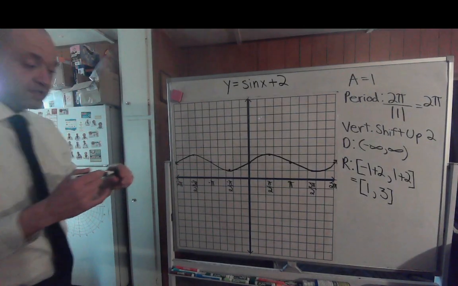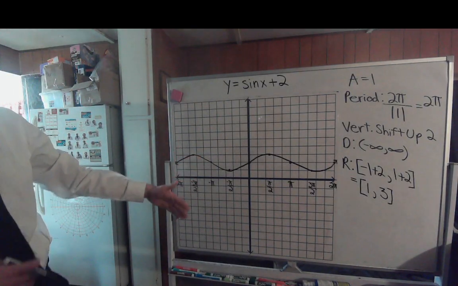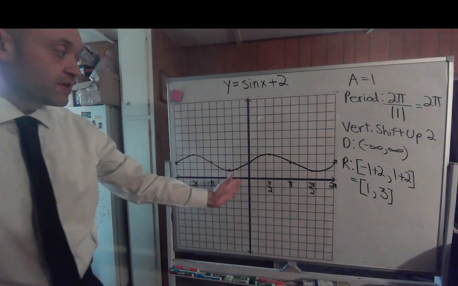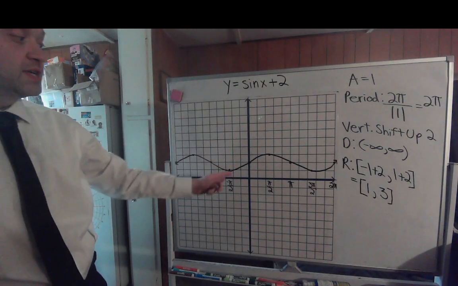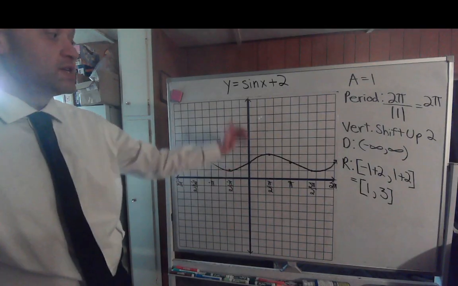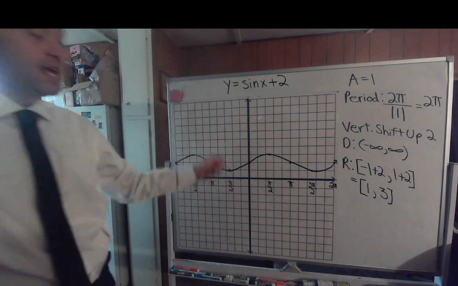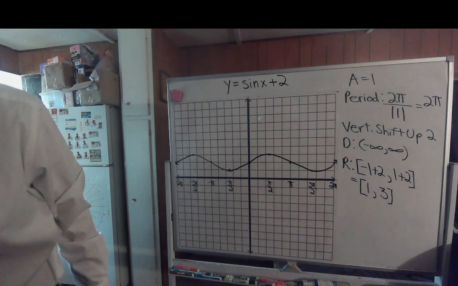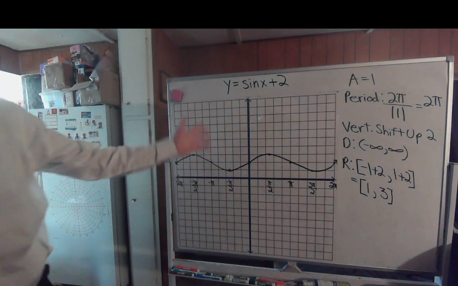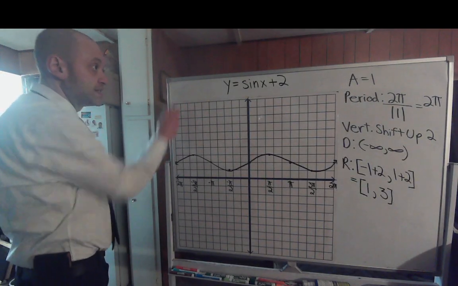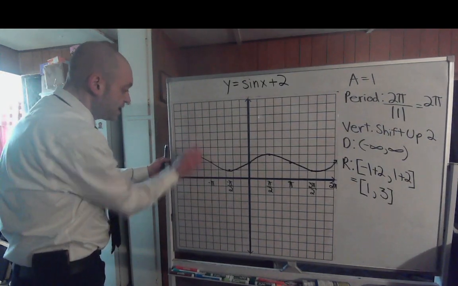So as you see, it looks like the normal graph of the sine of x function, only everything's been shifted upwards 2 units, and your range is going to be from 1 to 3, as opposed to negative 1 and 1. So that's an upward shift of 2 units for the sine of x, and I got more. I got 8 more.